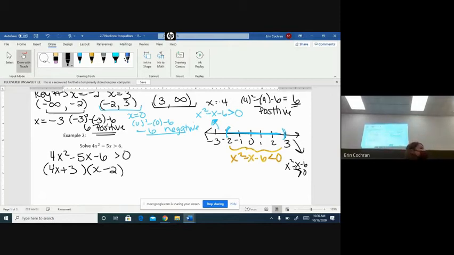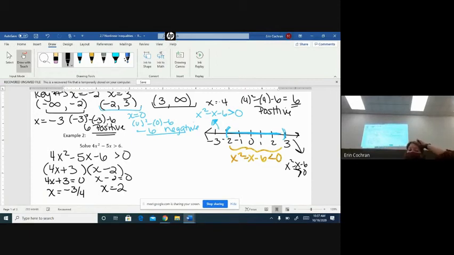Is that what you guys got? Or were you still working on that? Does anyone want me to factor that for you, or are you good? All right. Now, what do we do with each of these? We set them equal to 0. So what are my two solutions, or my key numbers? x equals -3/4 and x equals 2.